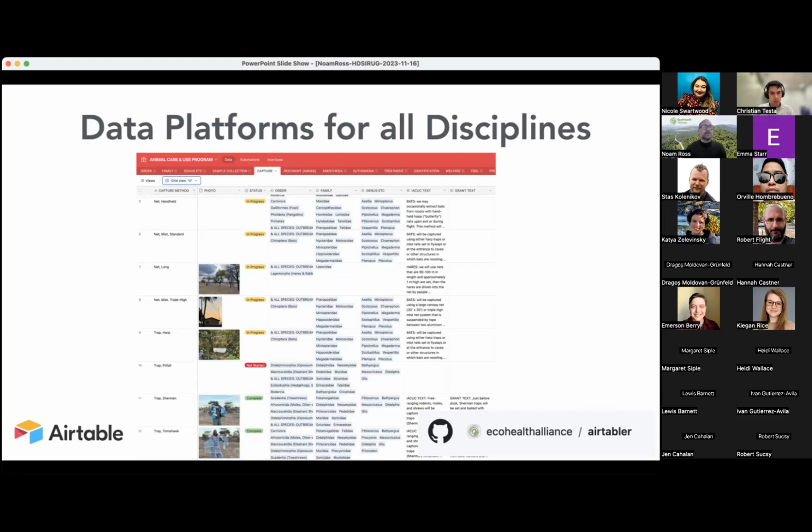And so this is not a person who thinks of themselves as computational or data focused, but they had a lot of structured information that they wanted to make available. And by using the same platform that our scientific data teams use, it turned out to be something that created a common data language and workflows for everybody.